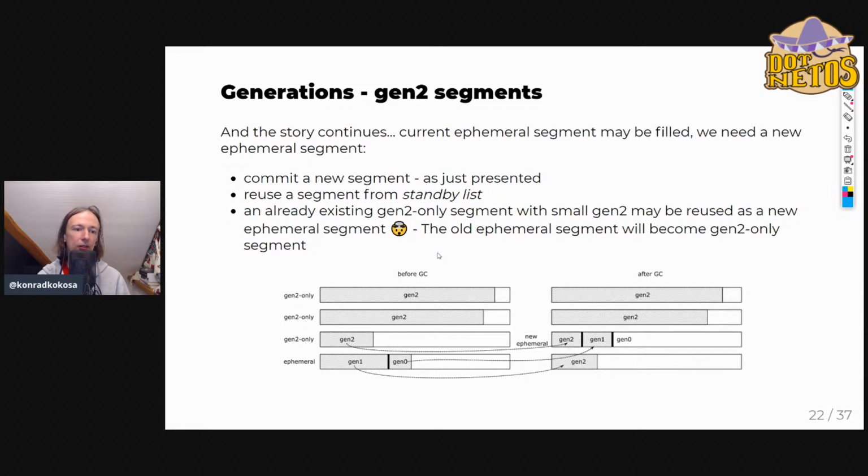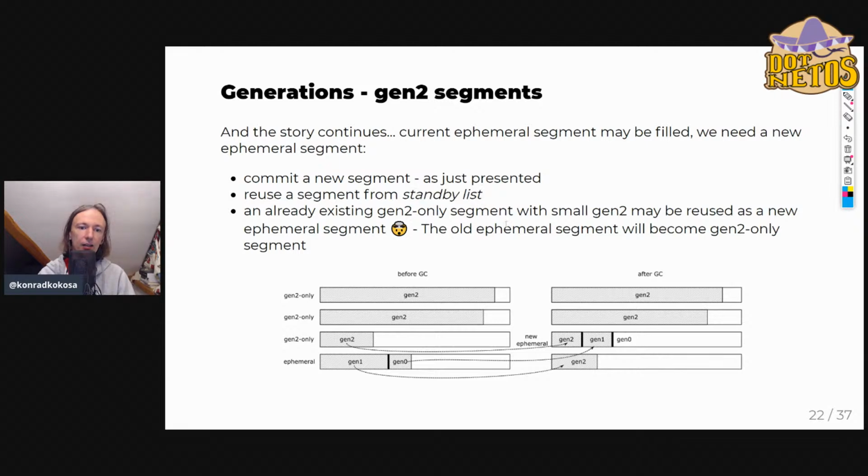Typically we will just create a new one. Sometimes we will be able to reuse a segment that is from the standby list, because if in one of the previous GCs one of the segments has been emptied totally, so it was an empty segment, instead of just returning it to the operating system, we can put it on the so-called standby list, and this is what can be then reused when we need a new segment. We can reuse a segment from this list.